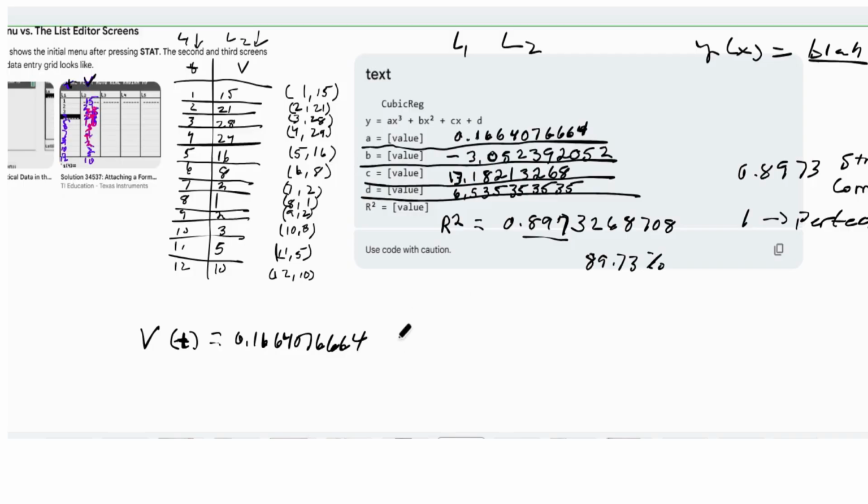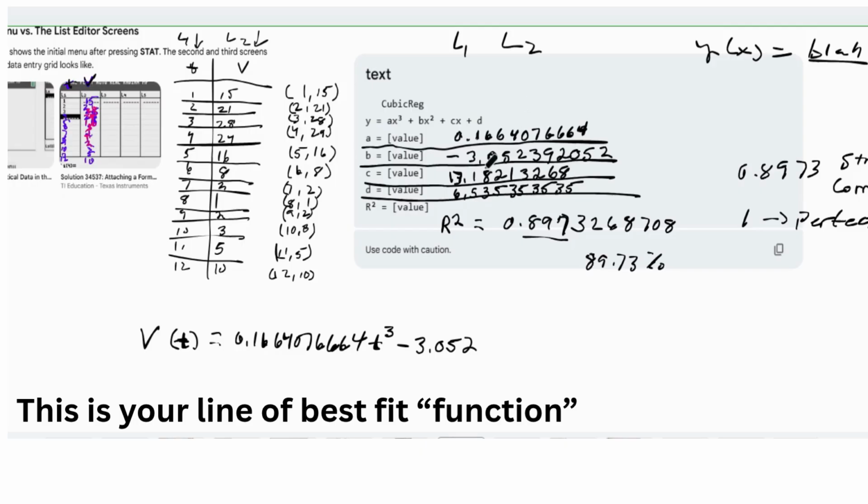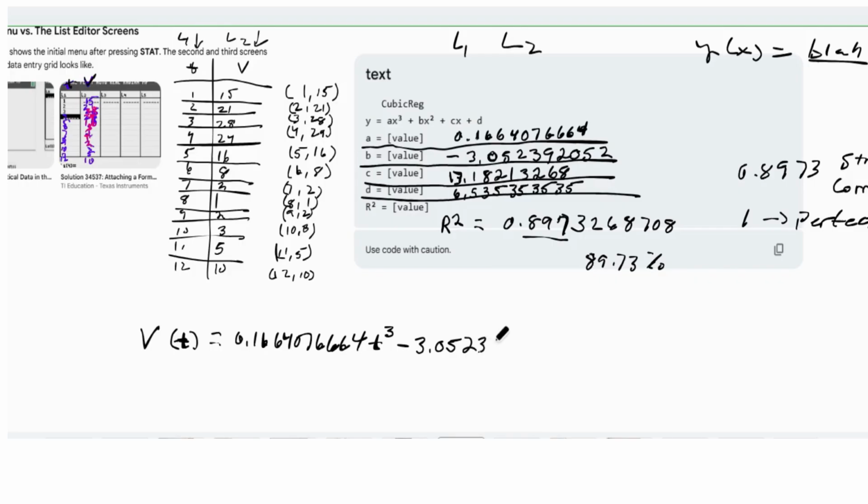So we need to put 0.166407666 t cubed, minus 3.052 t squared. I would write this down. I don't know if you need to do the whole thing, but I would. You don't have to write the whole thing, but I'm going to do it anyway. What I would do is take a screenshot of it. And now, what's the next one? Make sure my signs are the right plus or minus. Make sure they're the right signs. 13.1821 t, because you've got the data.